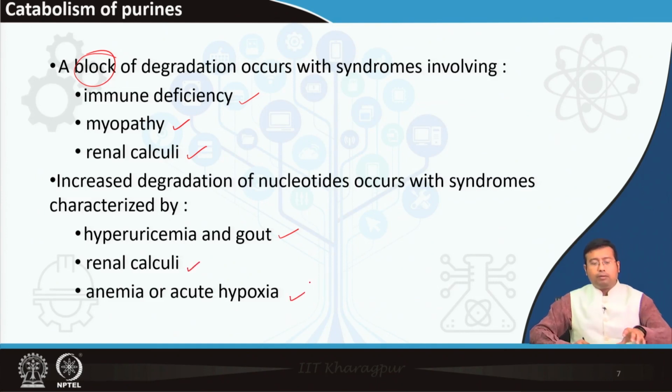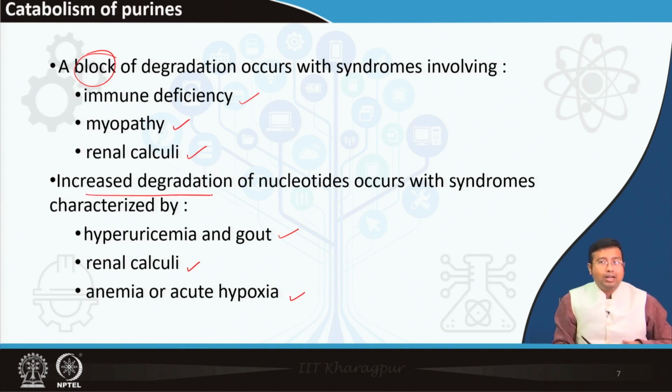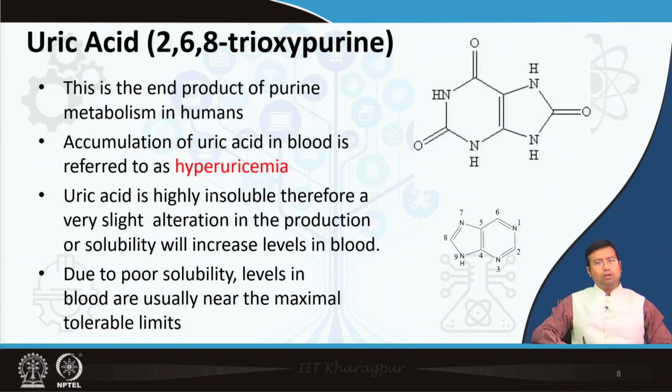One of them may come as a multiple choice question, and an all-except symptom may be given. So, you need to be very mindful. For example, immunodeficiency does not occur in diseases characterized by increased degradation of nucleotides, all right. It only occurs in a block of the degradation pathway. So, be careful.